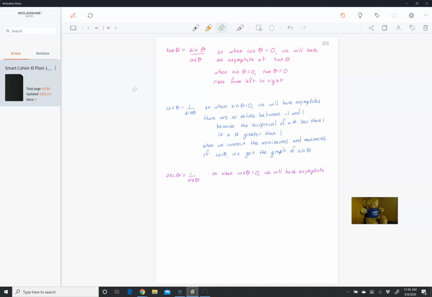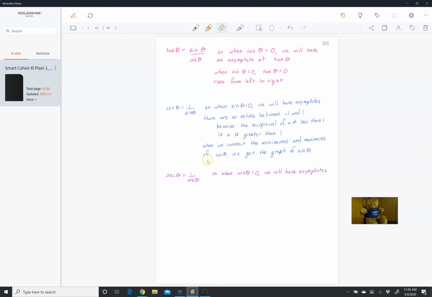So if we ask you, which graph is this? And you say, well, I know it's the secant graph because it has asymptotes when cosine of theta is equal to 0. Well, that doesn't tell me why it's not the tangent graph. So usually you need a couple of things to distinguish. So if you said, well, when we connect the minimums and the maximums of the graph, we're going to get the graph of cosine. That's something that distinguishes it from all other graphs. It doesn't have that in common with any other graph.